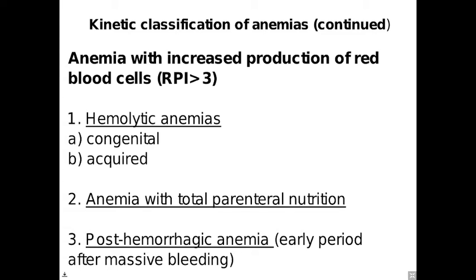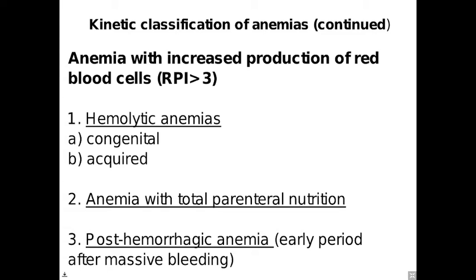In this case, we mostly talk about hemolysis. Intravascular hemolysis that can be congenital or acquired. Also, anemia with total parenteral nutrition can lead to hemolysis. And post-hemorrhagic anemia, the early period after massive bleeding. Please, students, I must also focus your attention here on the post-hemorrhagic situation. I have already told you about that.